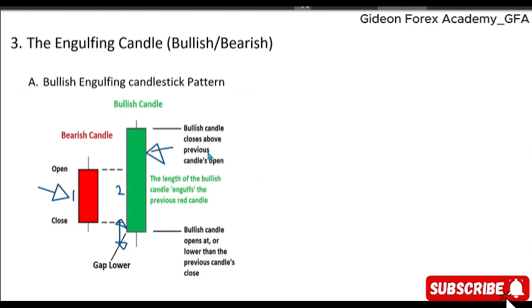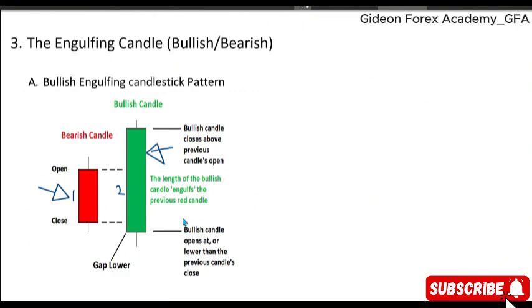So the bullish candle closes above the previous candle's open. This first candle opens here. This candle has to close above the first candle's open. The second candle opens lower than the first candle's close. So that has to be understood clearly. For it to qualify as a bullish engulfing candlestick pattern, there have to be two candles, and the second one has to totally engulf the first one, as you can see here. So let me illustrate that on the screen here.